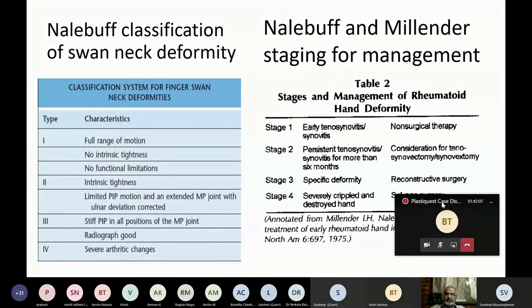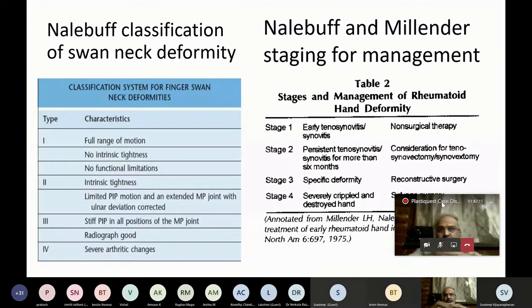Isolated FDS. Yes, how can isolated FDS get injured at that level? Volar plate injury can cause it?